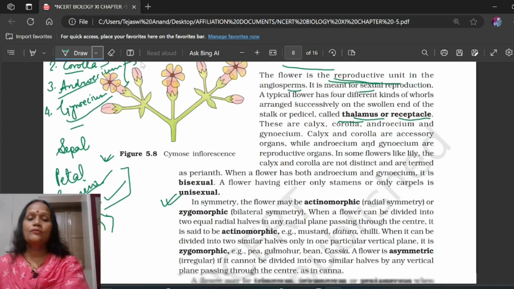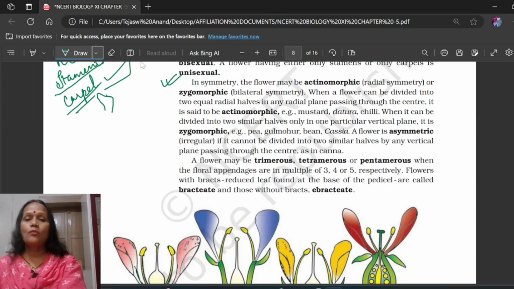Now we will understand which type of flower is called actinomorphic or zygomorphic. We can discuss it another day.